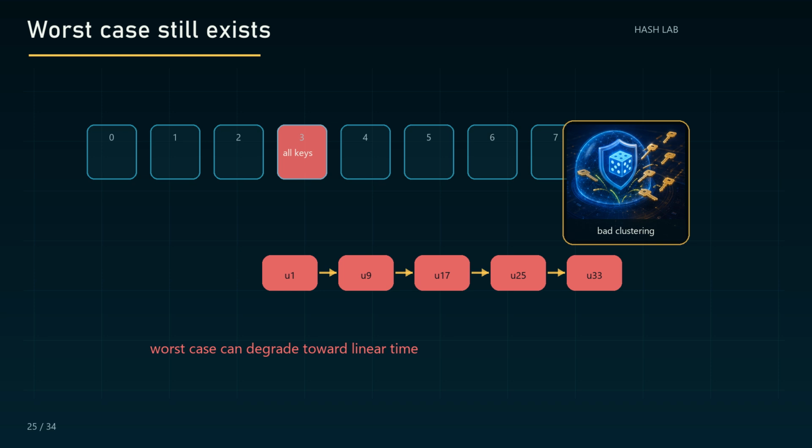The caveat must be visible. If many keys collide into one bucket, chaining can become a long list. If probing clusters badly, lookup can wander through many slots. In the worst case, a hash table can degrade toward linear time.